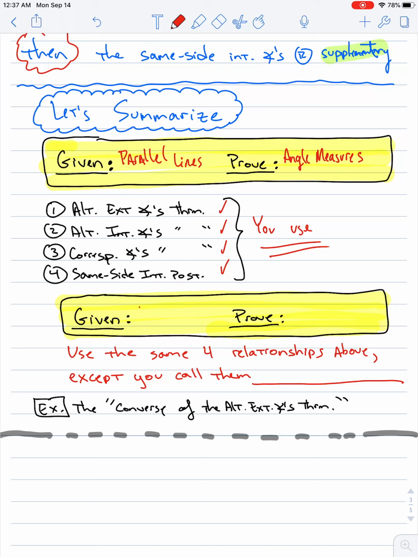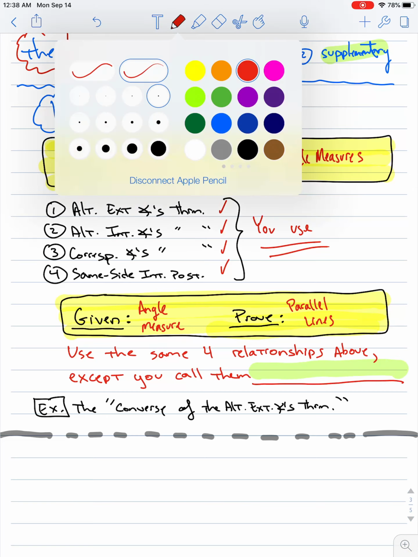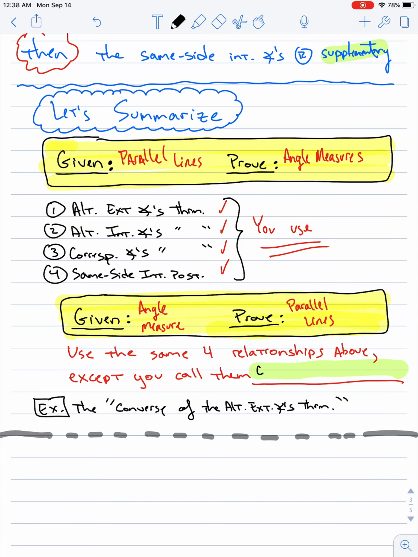However, if a proof is giving you an angle measurement and you're being asked to prove that the lines are parallel, so it's backwards, then you're going to use the same four relationships as above, except you're going to call them something else. What are you going to call them? This is what you would call them. You would call them "converse," I'm going to put quotation marks around that, "converse of..." and then you would fill it in with whatever theorem or postulate you want to use.